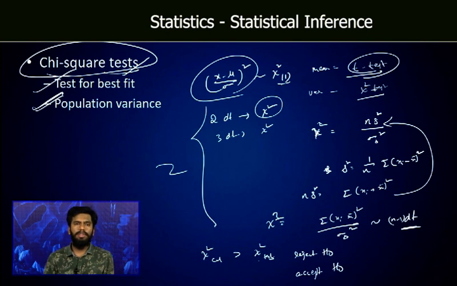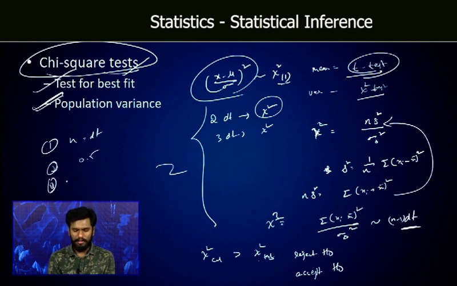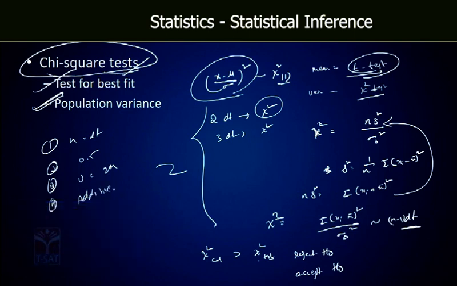So remember the properties of the chi-square distribution. The first is that the mean is equal to n, the degrees of freedom. Second, the median is equal to 0.5, the variance is equal to 2n, and there is the additive property. And this is a special property: for every degree of freedom there will be a special distribution, a special function for chi-square. And the two tests based on the chi-square are the test for best fit and the test for population variance.